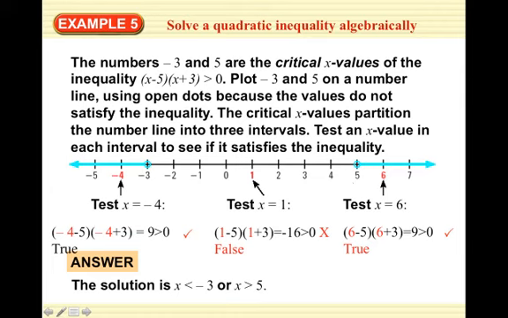So there's two pieces to our solution. The solution is x less than negative 3, this part over here, or x greater than 5, this part over here.